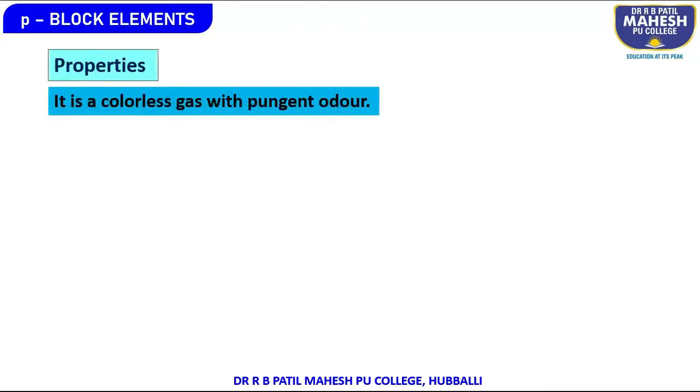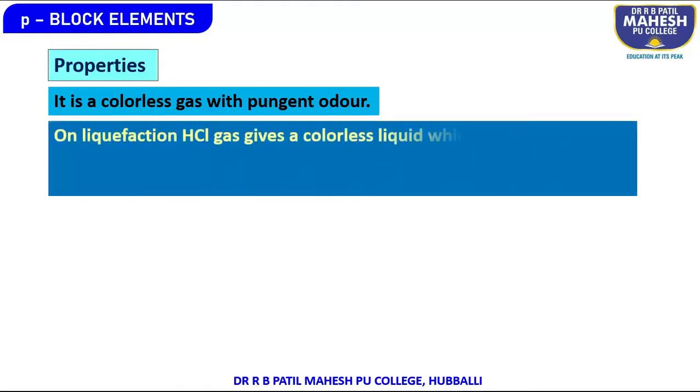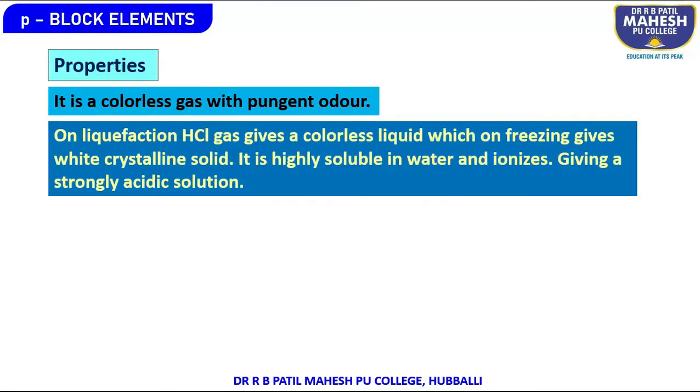Properties. Hydrochloric acid is a colorless gas with pungent smell. On liquefaction, hydrochloric acid gives a colorless liquid which on freezing gives a white crystalline solid. It is highly soluble in water and highly ionizes in water. When it is dissolved in water, it dissociates, forms H plus and Cl minus. Thereby it is going to act as a strong acid.